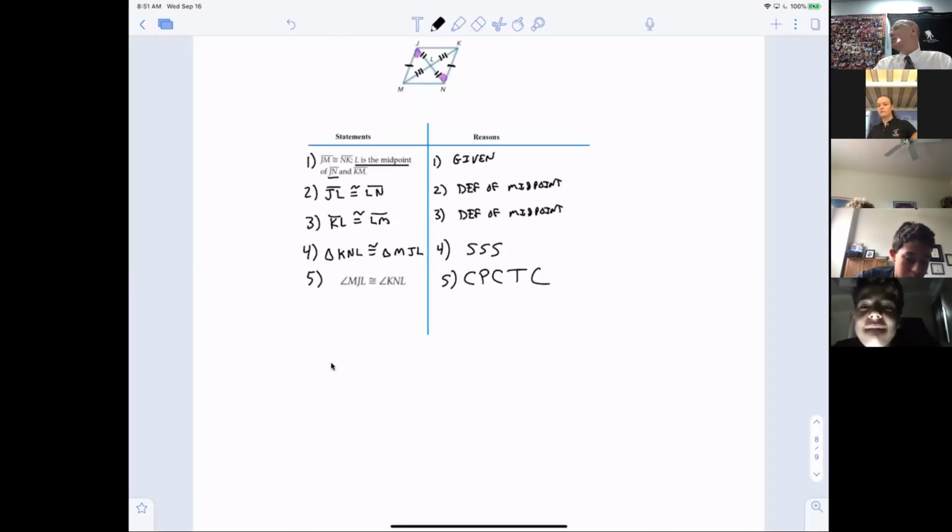Very, very nice. All right, so again, some of you guys, you're just going to have to get in the habit. What you're trying to do when you're trying to prove a part, you first have to prove the triangles are congruent. Once you prove the triangles are congruent, then the what? The parts are congruent. All right? Anybody have any doubts? Any questions?